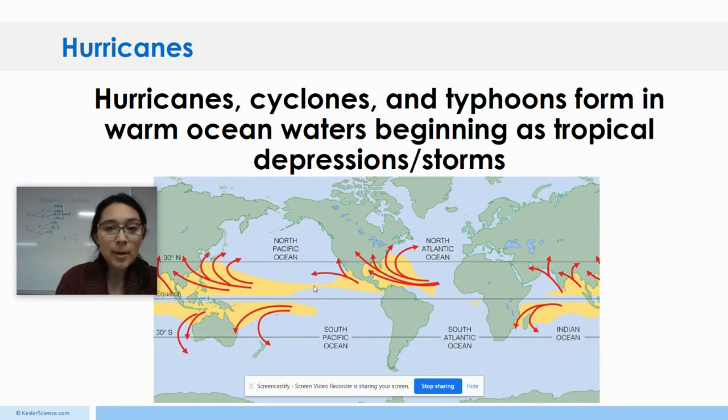They start out as a tropical depression, which is just a thunderstorm with high winds. Then if the winds get high enough, it turns into a tropical storm. If that gets even stronger and goes above 73 miles per hour, it can turn into a hurricane. And these red arrows are the paths that most hurricanes take.